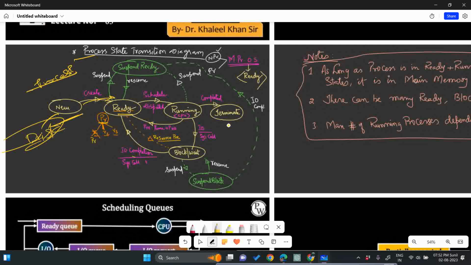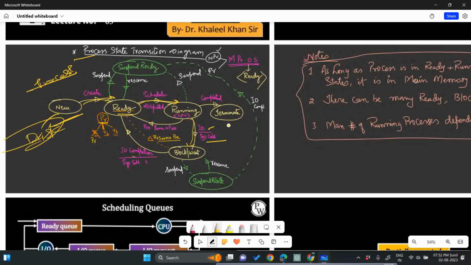Here in the ready state, it gets its resources. And after the ready state, it can go to the running state. And while in the running state, it can go to the IO state, meaning block and wait state, to perform IO operations or system call operations.